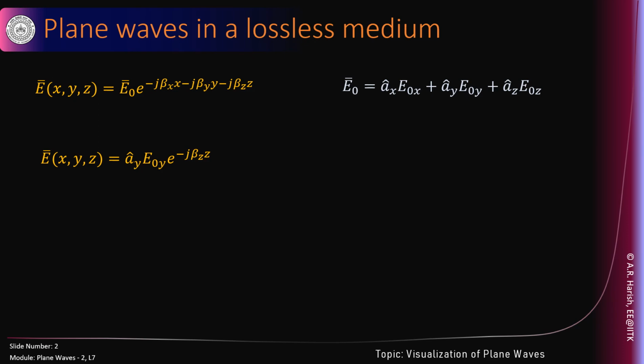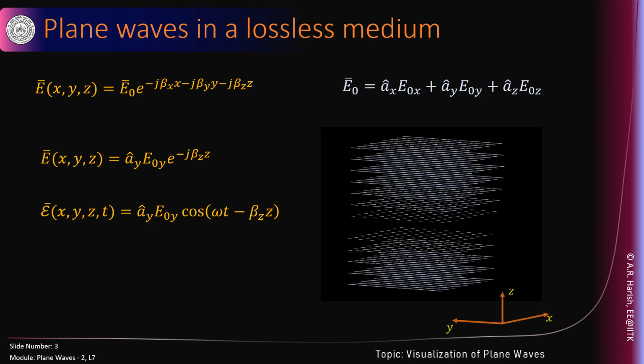If I want to plot this electric field, then I go into time harmonic form. And how do I do that? You multiply it by e to the power of j omega t and take the real part of it. If I assume that E naught y is purely real, then it turns out to be cosine of omega t minus beta z z. Can I plot this? Yes, I can plot this as a function of x, y and z at a constant time, say t equal to 0. So this is the picture of that which is plotted at time t equal to 0.